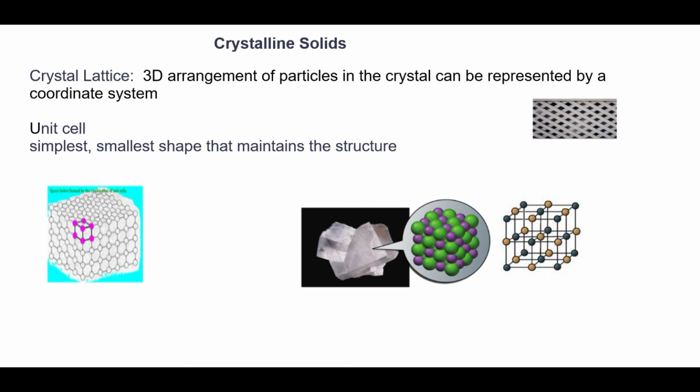If we're talking about crystalline solids, if we look a little closer, they have a crystal lattice. If you have ever seen a lattice that roses or flowers grow onto, a crystal lattice is just a 3D arrangement of the particles, and it's very similar. So we can look at a coordinate system if we'd like to. You can see we have, this would be 0, 0, 0, 1, 1, 1. So you can make coordinates like a graph for all of these. And then the very smallest shape that still has the structure is called the unit cell.